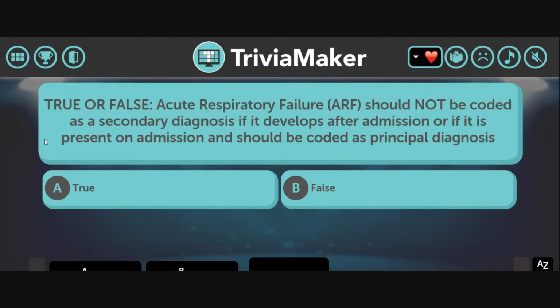Okay, so acute respiratory failure, or ARF, should not be coded as a secondary diagnosis if it develops after admission or if it is present on admission and should be coded as principal diagnosis. If it develops after admission or if it is present on admission. I'll give you guys a minute to read that over. I know that's a lot of words, and let me know in the chat.